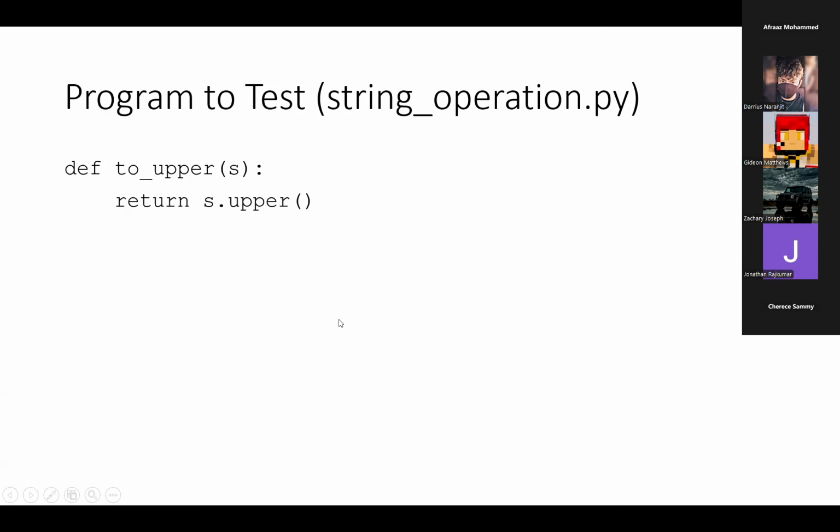So this here is, well, it's a very simple program, right? But this is the function, toUpper. Basically, it's going to take any string that is input to this function and it's going to convert them all to uppercase. All right.